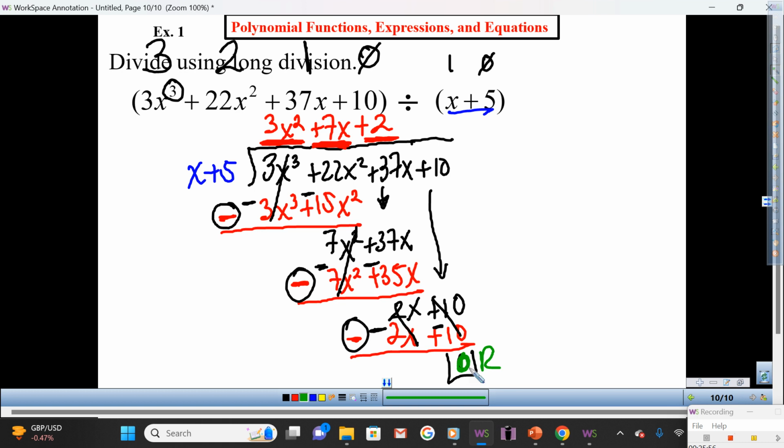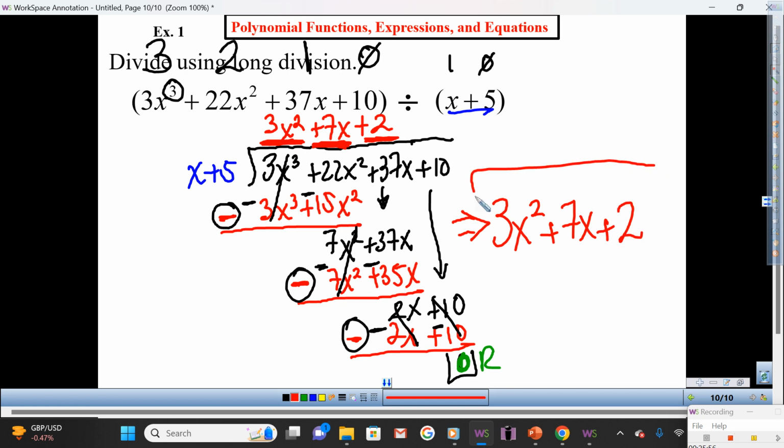Am I done? Pretty much. I just need the answer. What is the answer, Mr. Q? Well, the answer is in red. Our quotient is 3x squared plus 7x plus 2. This is what we call our what? Quotient.